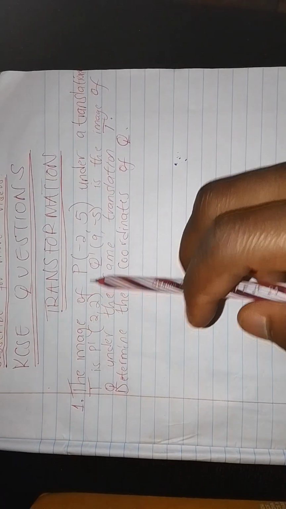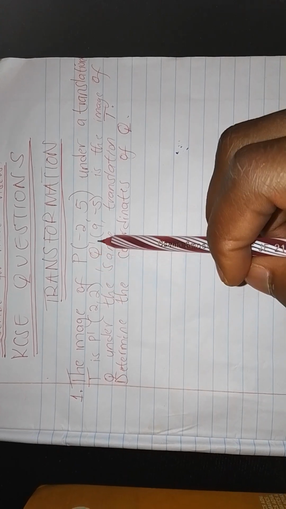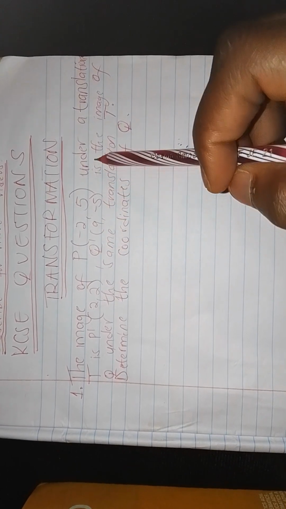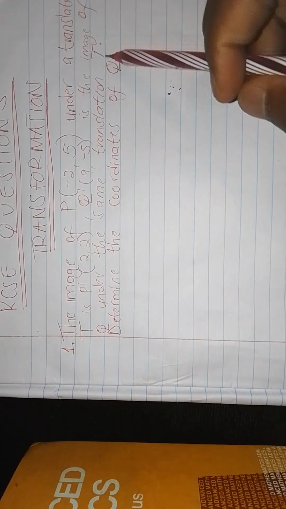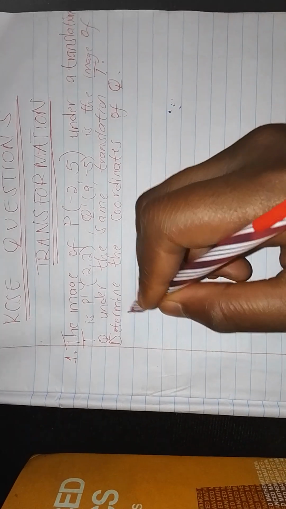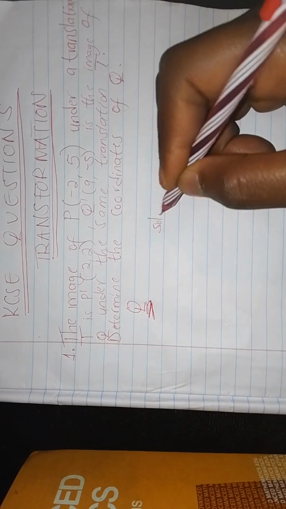The image of P(-2, 5) under translation T is P image, which is (2, 2). Q image (9, -5) is the image of Q under the same translation T. Determine the coordinates of Q. So we don't have the Q object. This is what we are looking for. Solution.